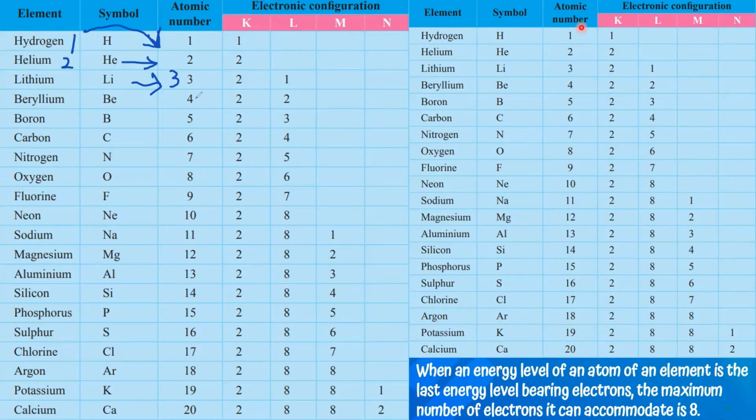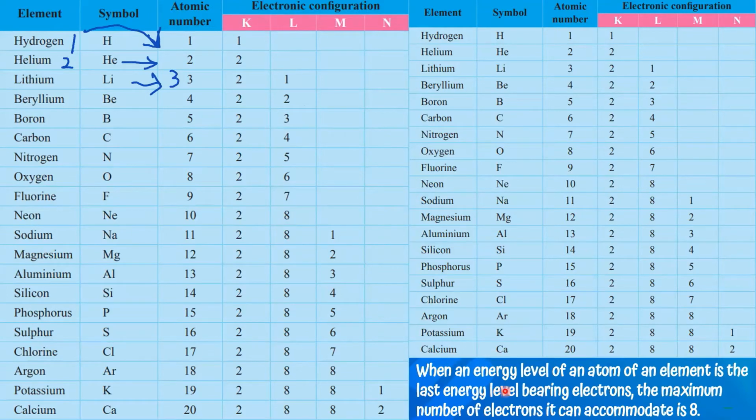Beryllium, atomic number 4: 2, 2. Boron, atomic number 5: 2, 3. Carbon, atomic number 6: 2, 4. Nitrogen, atomic number 7: 2, 5. Oxygen 8: 2, 6. Fluorine 9: 2, 7. Neon 10: 2, 8. Sodium 11: 2, 8, 1.